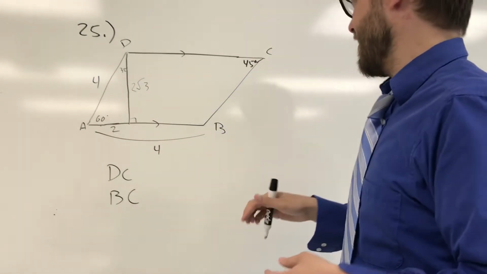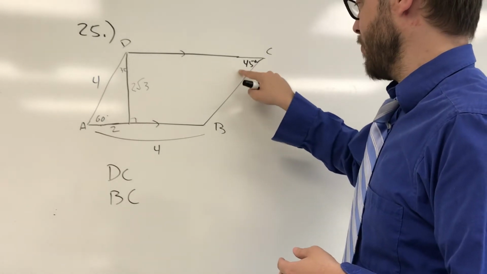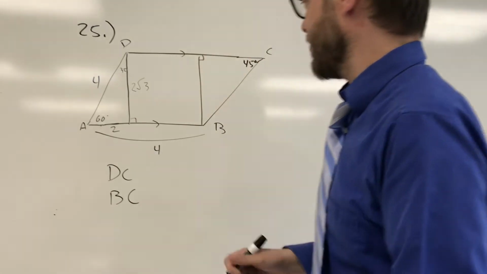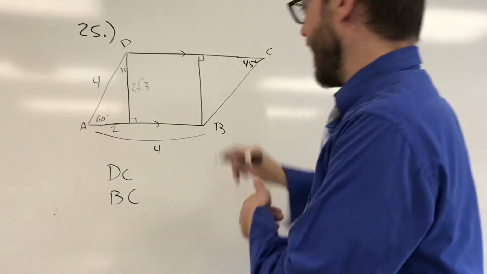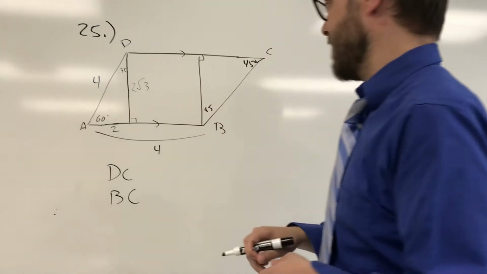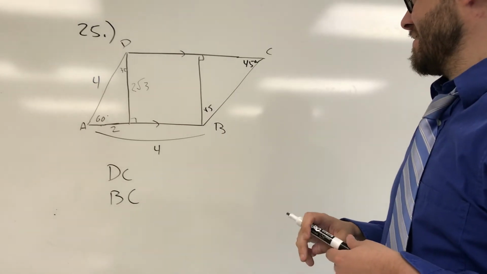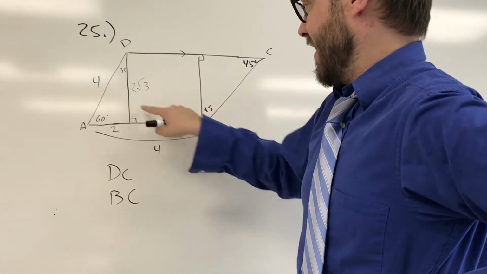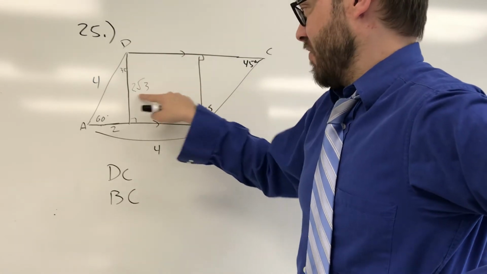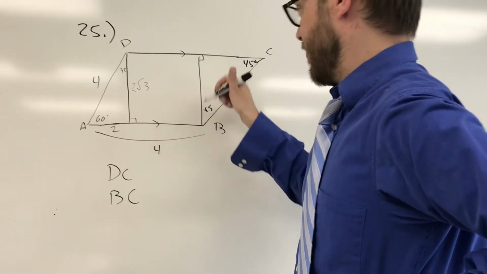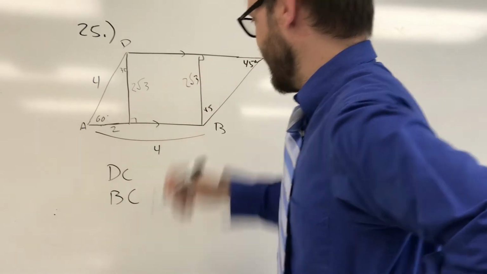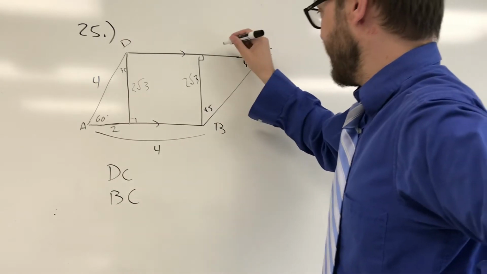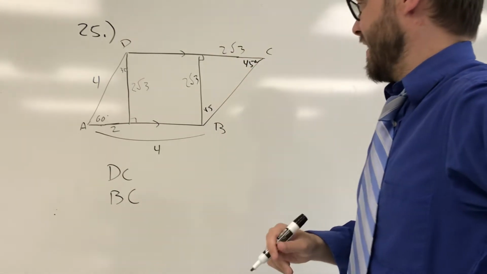Now I flip over to the other side here, and I see that there's a 45-degree angle. Same strategy, I'm going to put an altitude in there and make a 45-45-90 triangle. Notice this is a parallelogram, these two sides are parallel, this is a rectangle. So if this altitude is 2 radical 3, this altitude is also going to be 2 radical 3. And of course it's a 45-45-90 triangle, so we know that's a 2 radical 3.